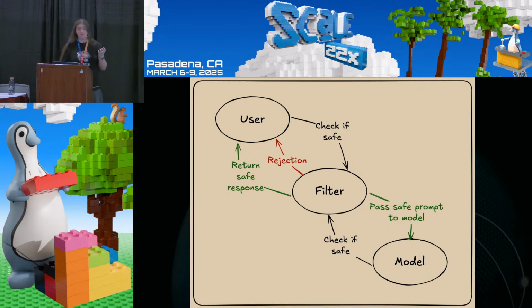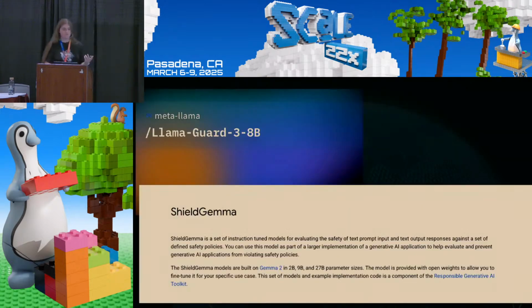This can help you make sure that user inputs are passing muster, and making sure that your AI models don't advocate for obviously horrible things under your nose. The two most popular filter models are LlamaGuard from Facebook and ShieldGemma from Google. Both of them come in a few different sizes, but something of note, that says LlamaGuard 3 8B.